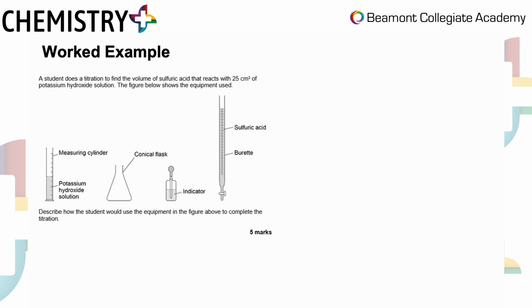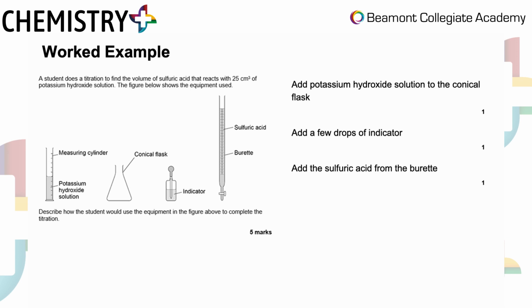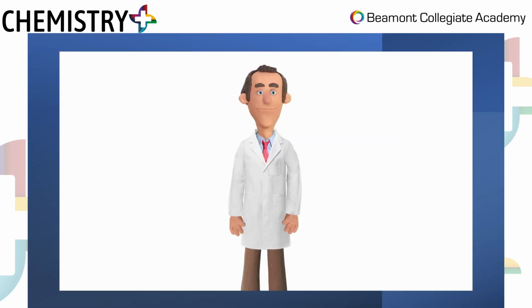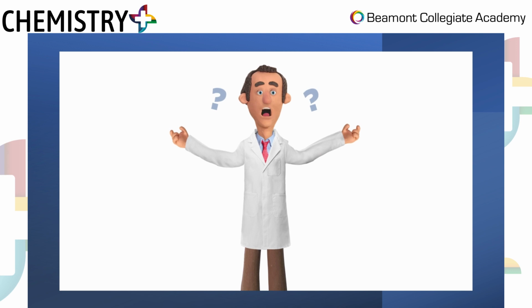For this practical, I would follow the following steps. Add the potassium hydroxide solution to the conical flask. Add a few drops of the indicator. Add the sulfuric acid from the burette until the colour of the indicator permanently changes. This would be your end point. And finally, read the volume from the burette. Would you have written the same method? Time for a question?